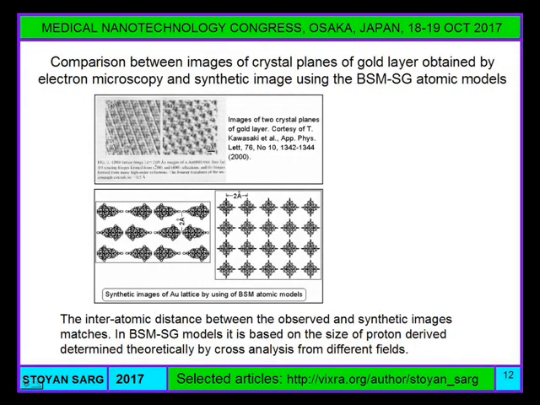This slide shows a comparison between the electron microscope images of a gold layer and synthetic images using the BSM-SG models. The interatomic distance between the observed and synthetic image match very well. In BSM-SG models, it is based on the derived size dimension of the proton.